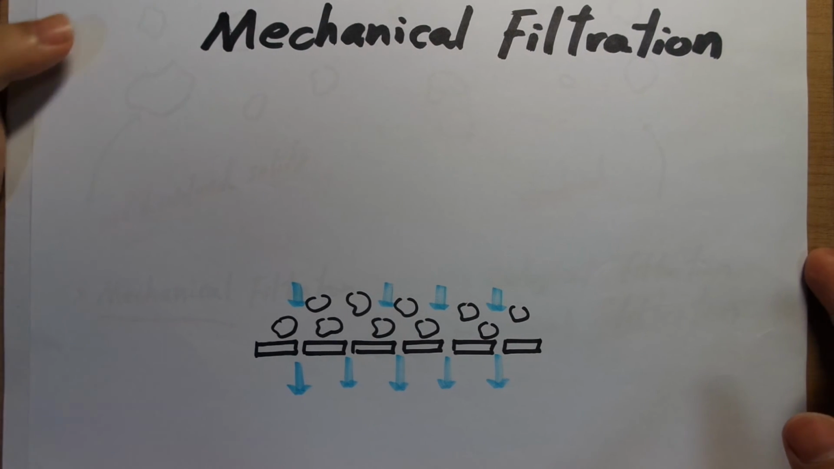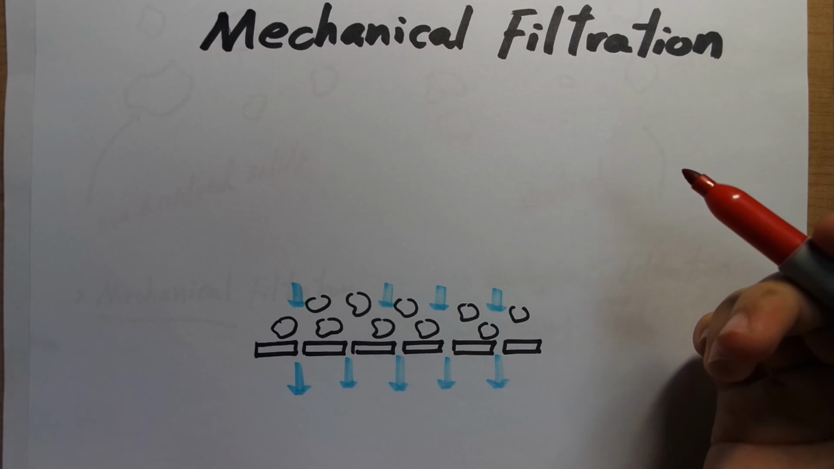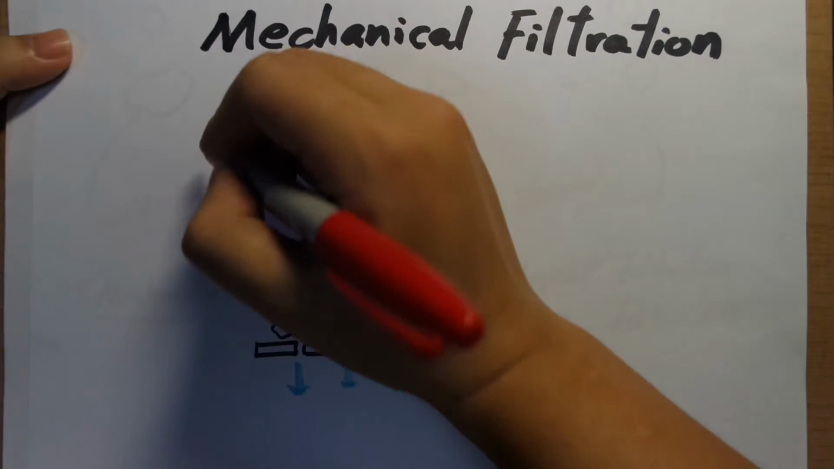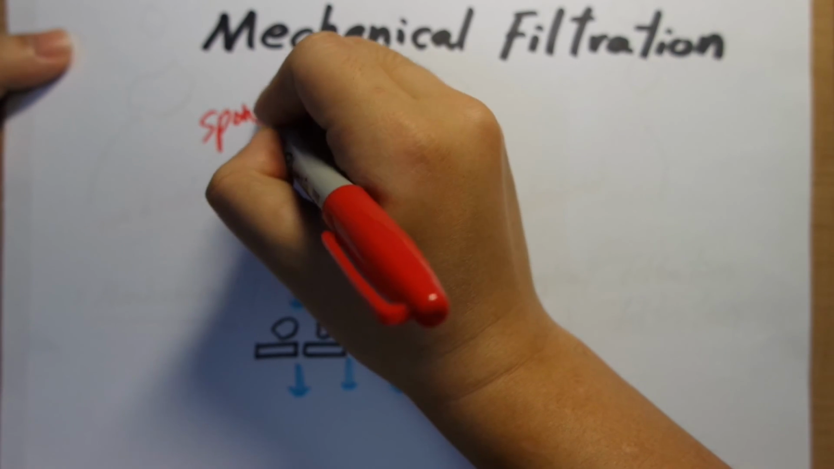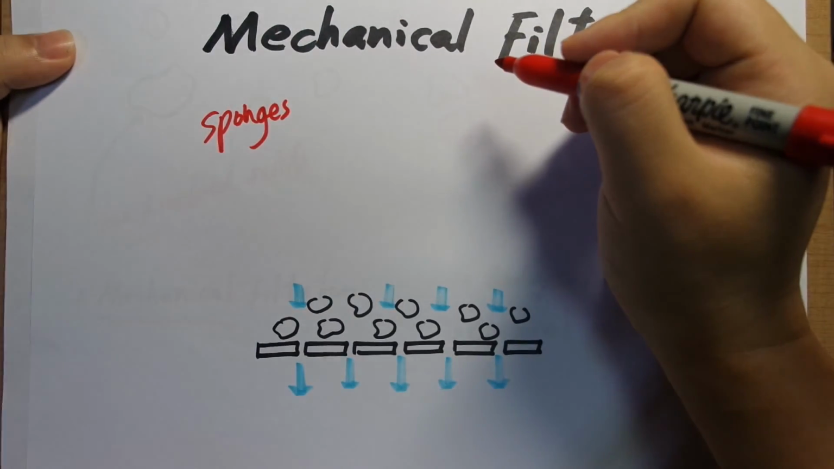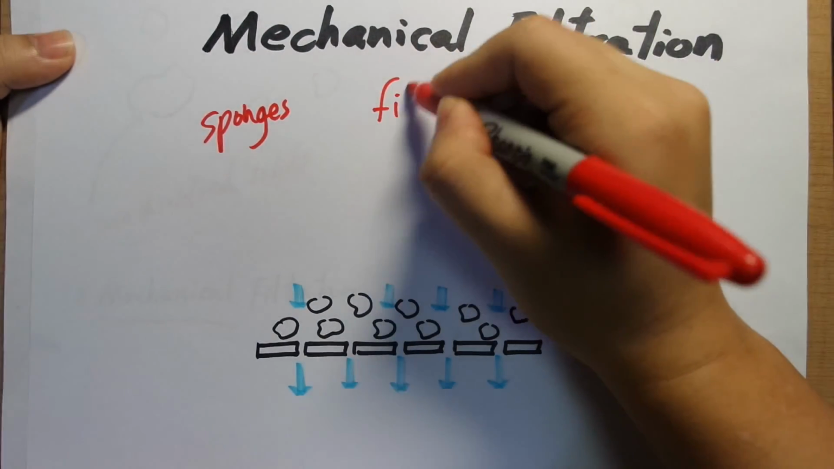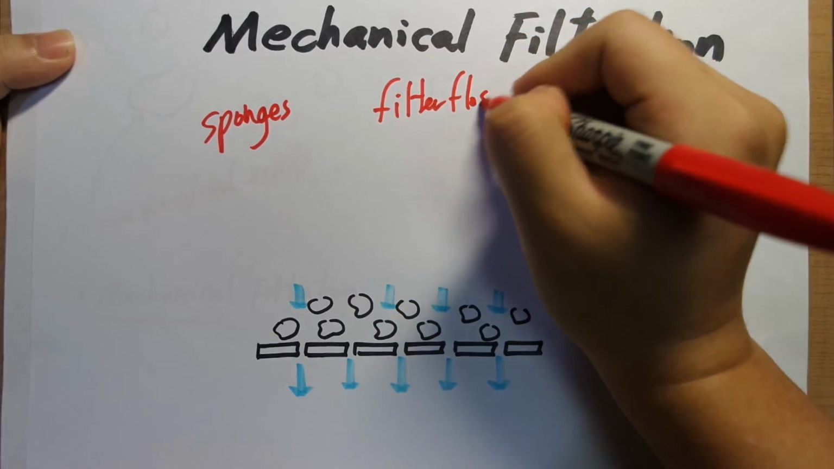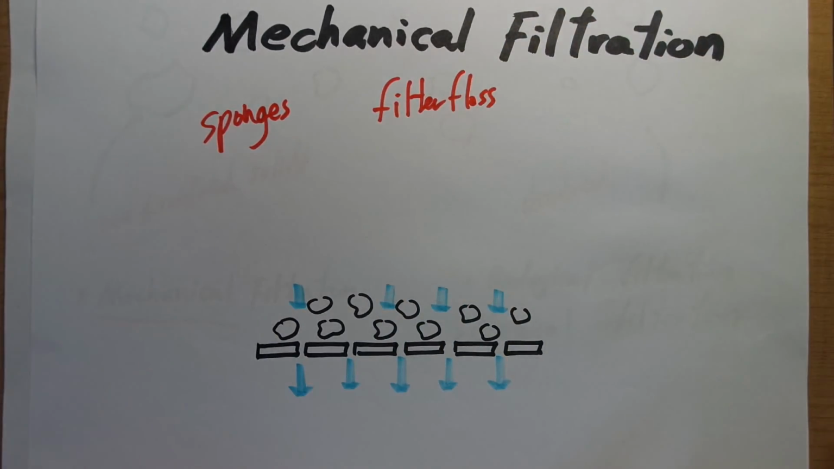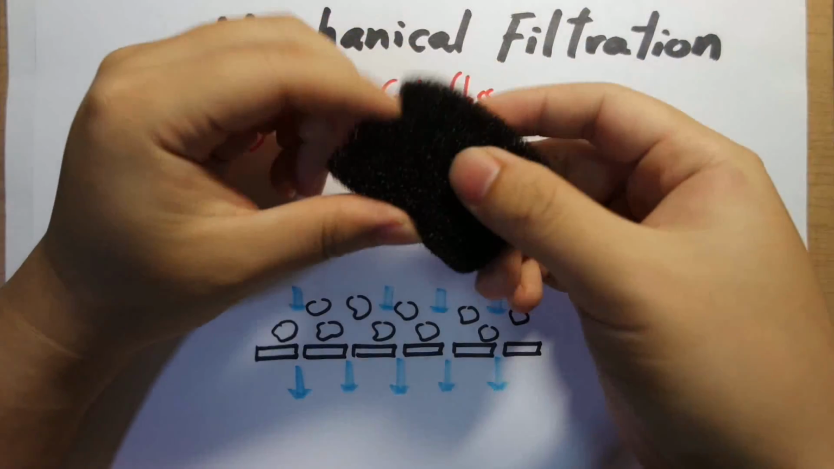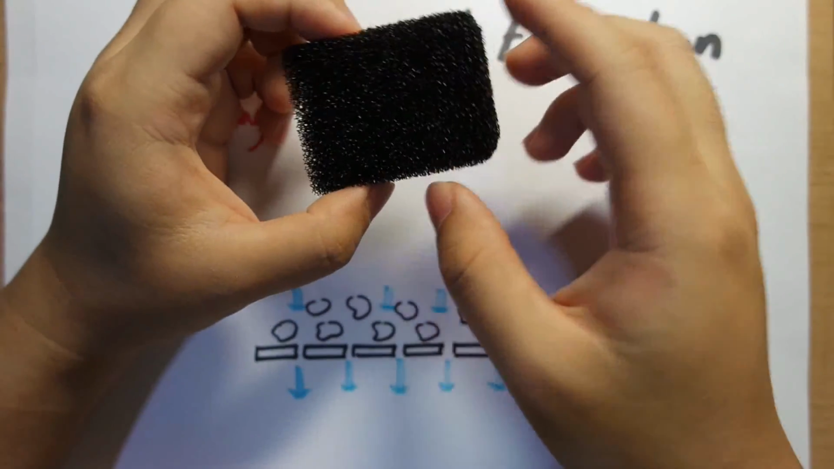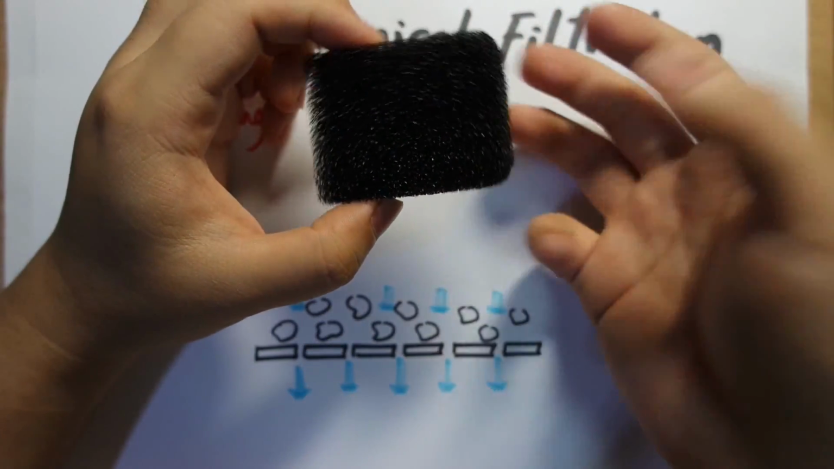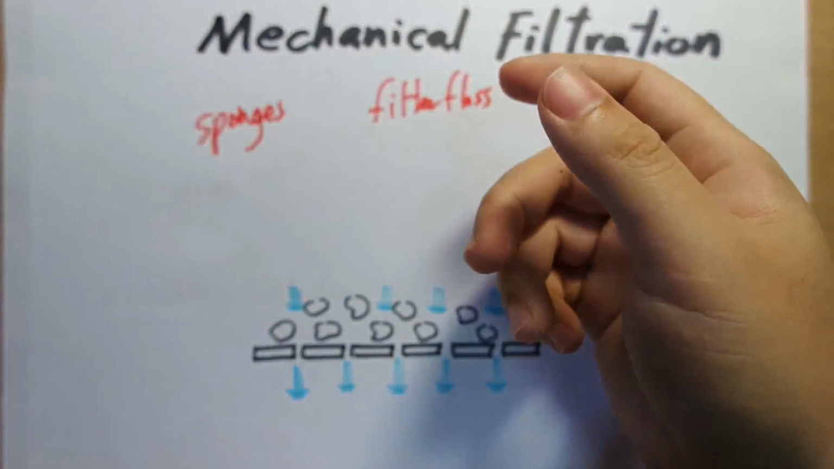Mechanical filtration, basically you're getting rid of the large particles. There are several things that you can use for mechanical filtration. You can use stuff like sponges, or you can use stuff like filter floss, to name a few. Anything with small pores, like the sponge here, it's got tiny holes in it that can filter out the solids in your water while letting the water through.